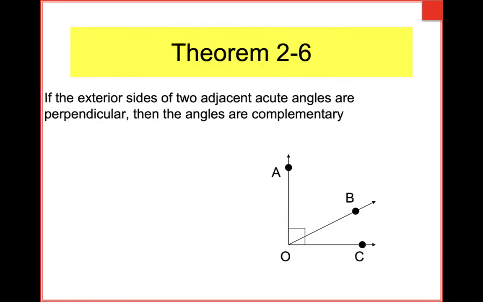So this is theorem 2.6. And it says it kind of strangely. It doesn't talk about the angle. It says if the exterior sides, one side, two sides, of two adjacent acute angles are perpendicular, which what they're saying here is that OA and OC are perpendicular, hence that little square right there, then the two angles formed by that must be complementary, and that's how it's stated.